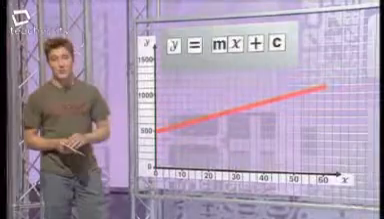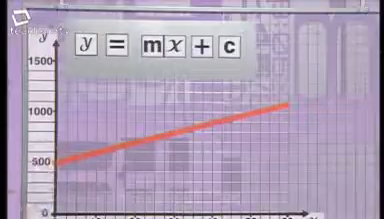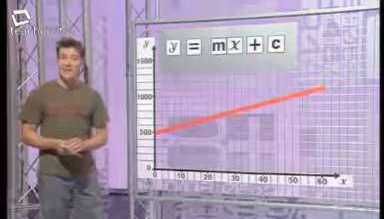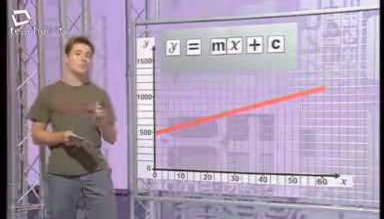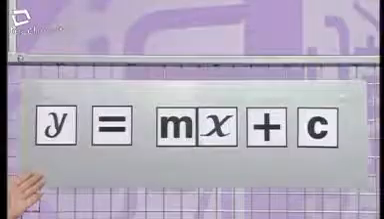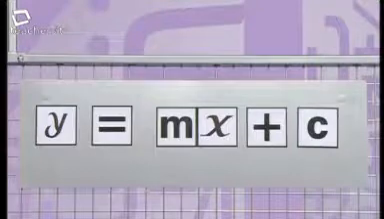This is the straight line graph that Katie's just drawn. It's a graph with a line that looks pretty straight to me, but there's more to straight line graphs than meets the eye. In maths, a straight line graph can be represented by a general equation which is always the same, and it's this: y equals mx plus c.